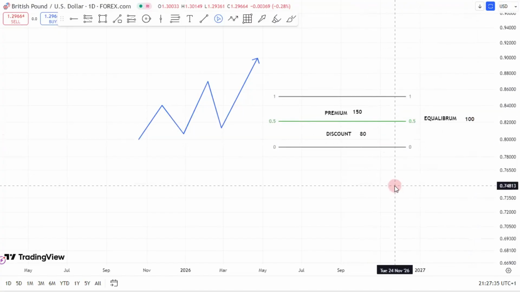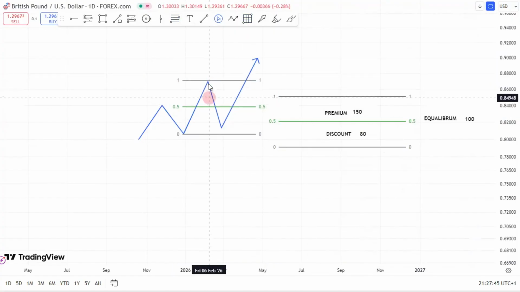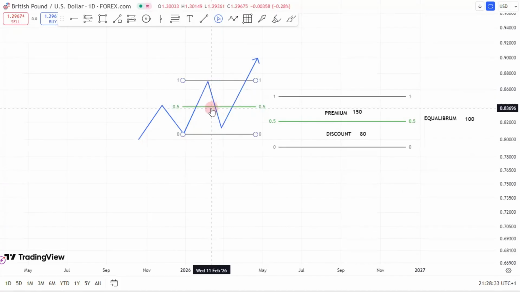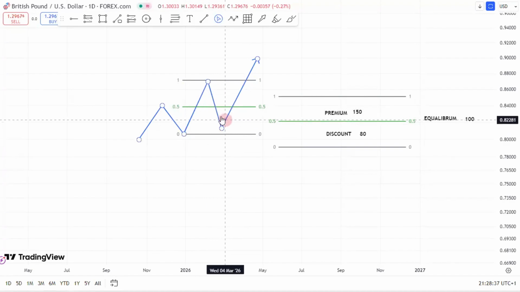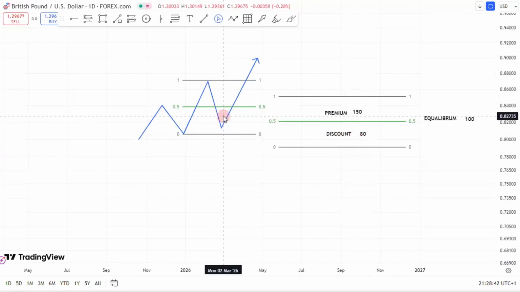So this is what we're going to be doing using the Fibonacci retracement tool. Using our trading range, whenever you see price in your premium area like this, what you want to do is to be selling at least into this 50%. And then when price moves into the 50% or below the 50%, which is at a discount, you look for buying opportunities.